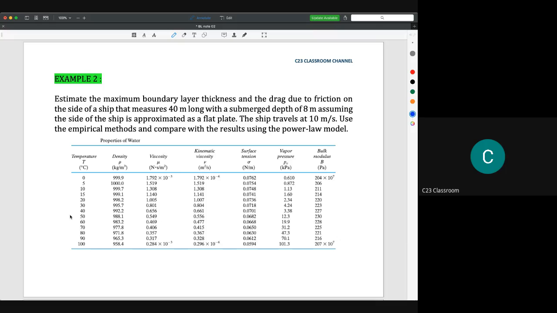See example 2. Estimate the maximum boundary layer thickness and the drag due to friction on the side of a ship that measures 40 meters long with a submerged depth of 8 meters, assuming the side of the ship is approximated to a flat plate. The ship travels at 10 meters per second. Use the empirical method and compare with the result using the power law model. In this question, they ask us to imagine that we have a ship like this, and the depth of the water here is 8 meters, and the length is around 40 meters. We assume that now we need to calculate the boundary layer for this area only, and we assume it is suited to the flat plate.